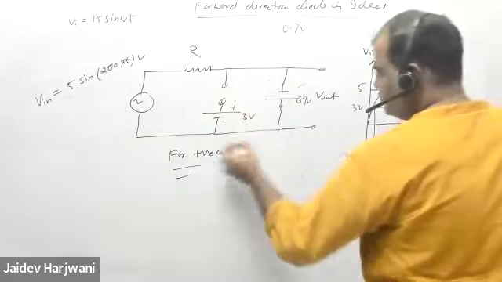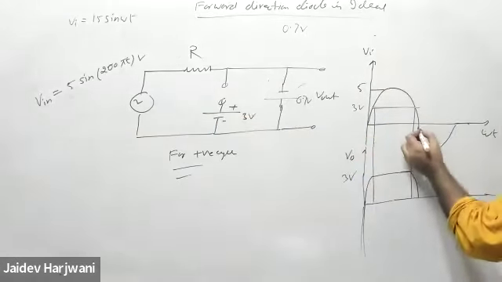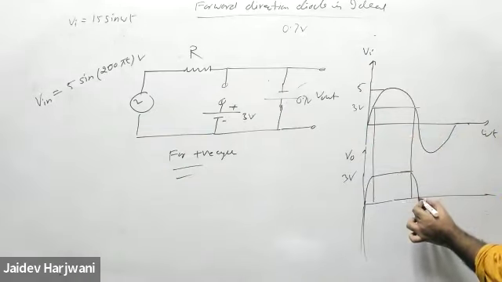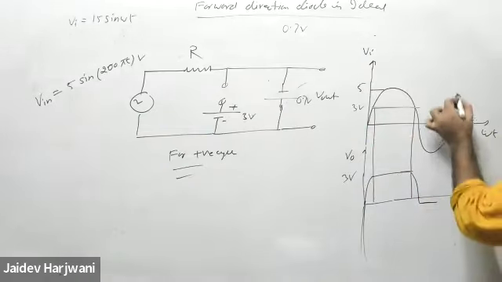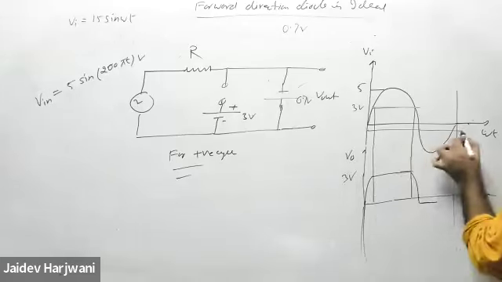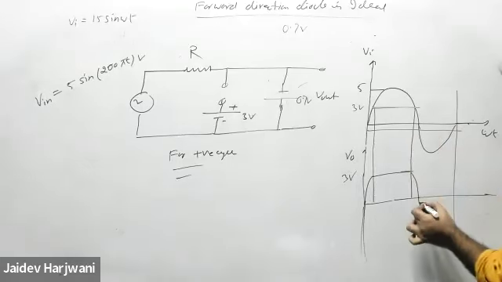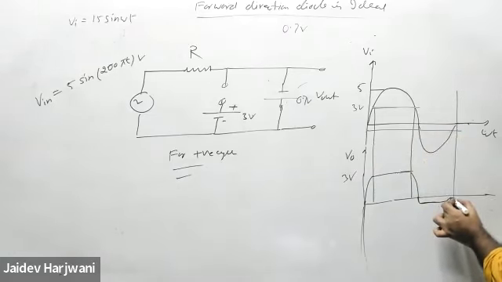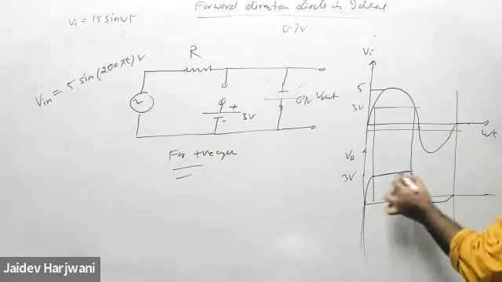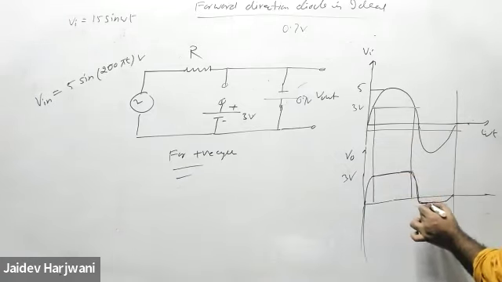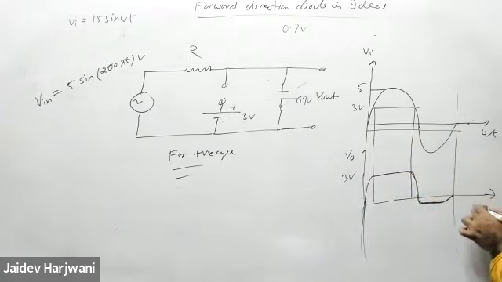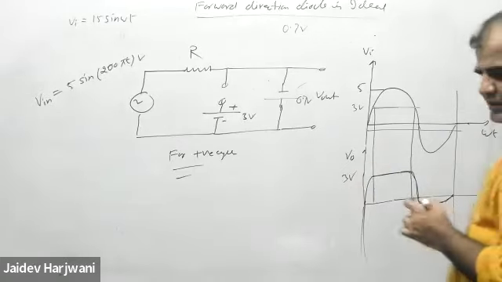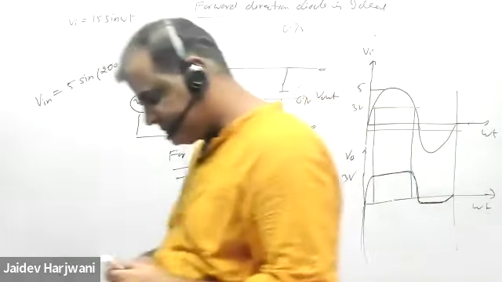Until you apply 0.7, this will not become on, so it will come as it is, and after that it will become fixed at 0.7 volt here. So up to here it will come as it is, and then it becomes fixed, and then it will go down. So this is the correct curve for this output. Okay, tell me if you don't get it.